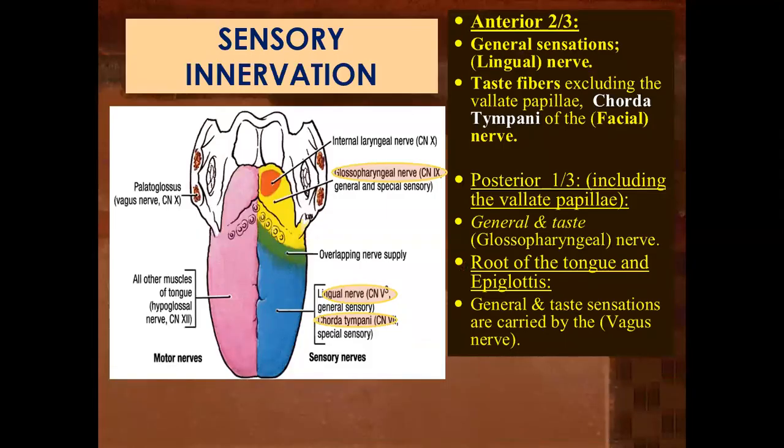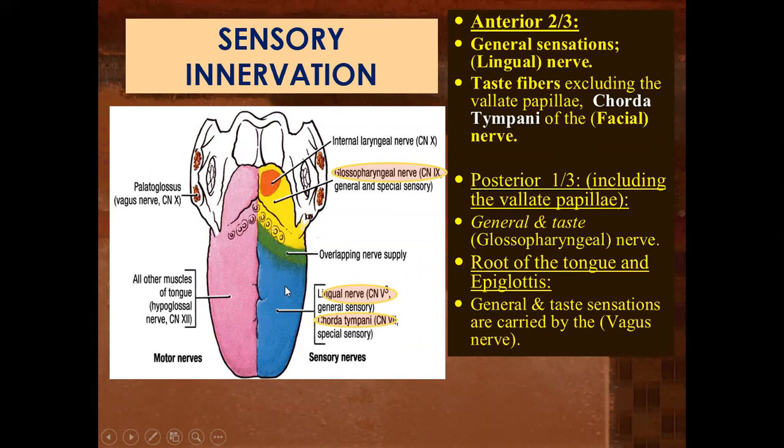Now coming to the sensory innervation of the tongue, very important. For the anterior two-thirds, the general sensation is by the lingual nerve. This is the sensory part, and here is the motor part shown in the tongue. This is called the anterior two-thirds of the tongue. This is the posterior one-third.